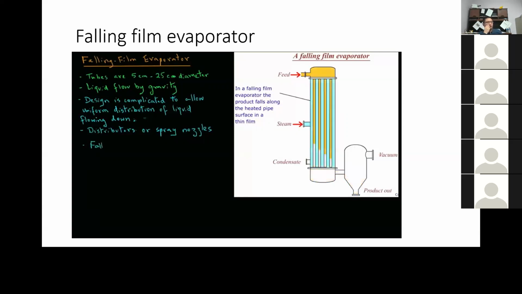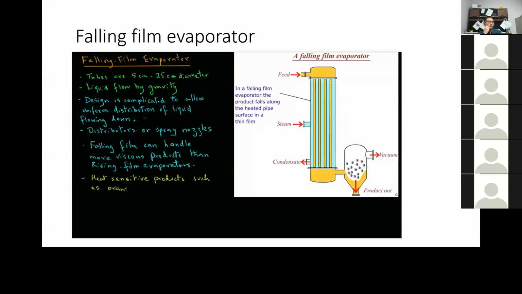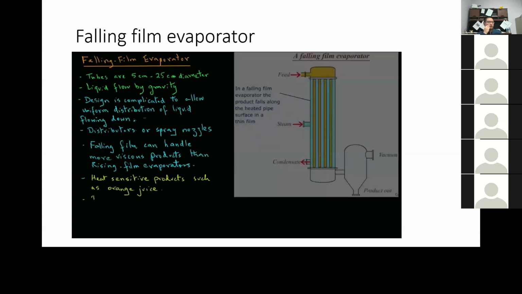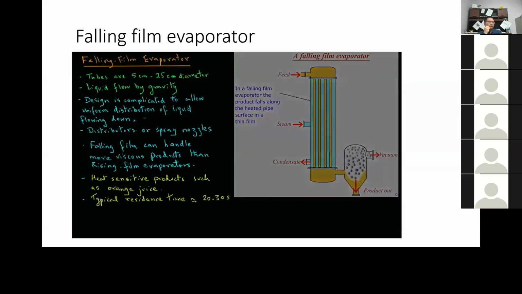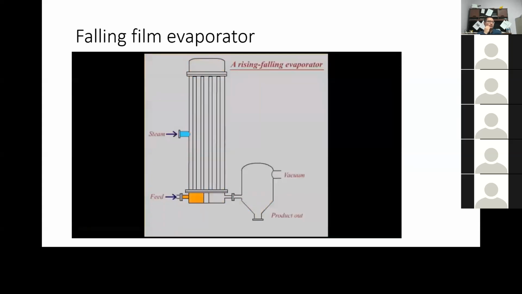The falling film evaporators can handle more viscous products than the rising film evaporators, because here now the flow is mainly by gravity. Typically, heat-sensitive products such as orange juice concentration is done in these types of evaporators. The typical residence time is fairly short, anywhere from 20 to 30 seconds, in comparison to 3 to 4 minutes in the rising film evaporators. There is another variation of an evaporator design that involves a rising film section in the beginning part of the evaporator and then a falling film section in the second part of the evaporator, as seen in this animation.